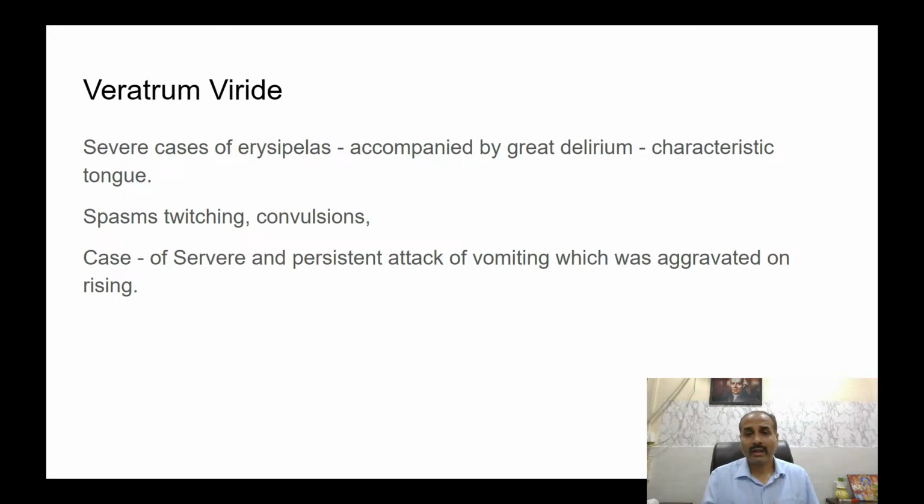So, Dr. Nash concludes by telling us that Veratrum viridi needs more proving. It is a remedy that can be given in spasms, twitchings, convulsions. This is what the text writes. And last but not the least, he gives a beautiful case of severe persistent attack of vomiting, which was aggravated on rising from the bed. So, all those cases which seem to be like Bryonia, and you are confused about whether to give Bryonia, whether to give Gelsemium, that is where you should decide to pick up Veratrum viridi. This is what my thoughts are.